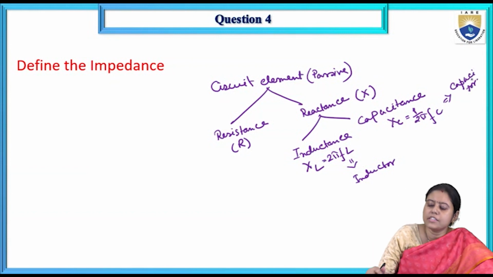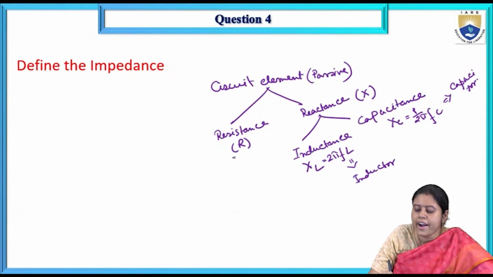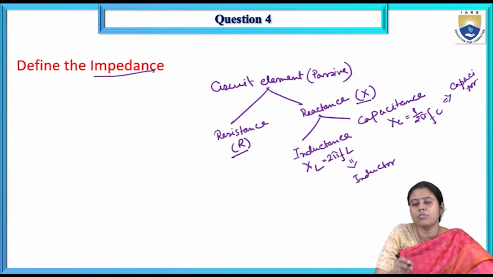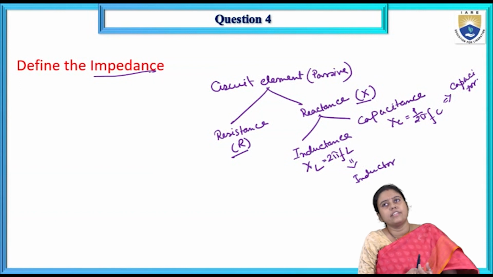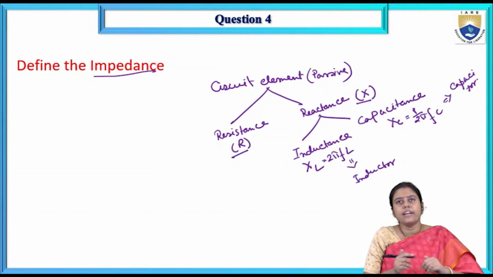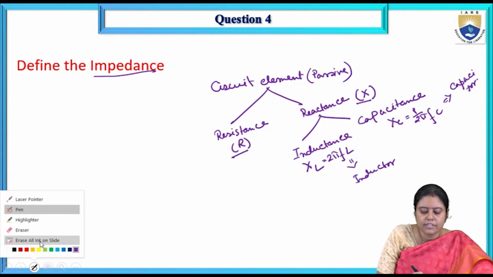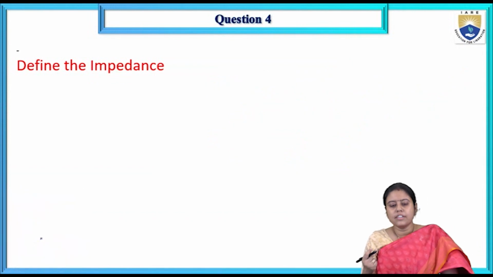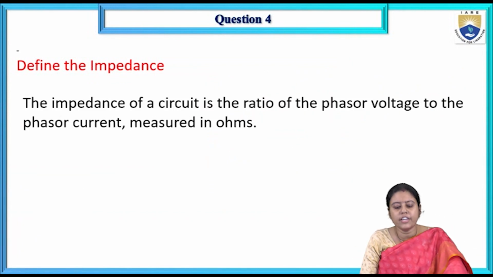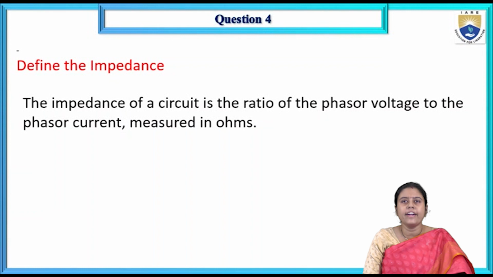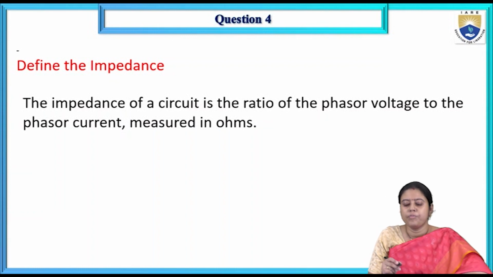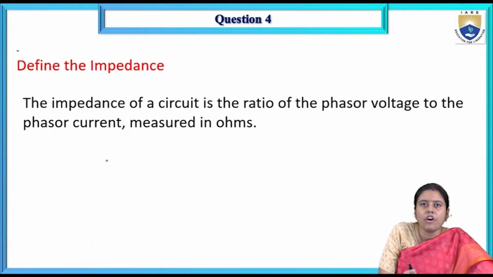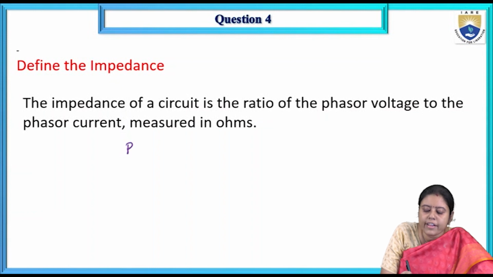So this resistance plus reactance together, R and X together, is known as the impedance. Now we want to discuss the definition. What is the definition? The impedance of a circuit is the ratio of the phasor voltage and phasor current and measured in ohms. So from Ohm's law, we know R is equal to V by I.